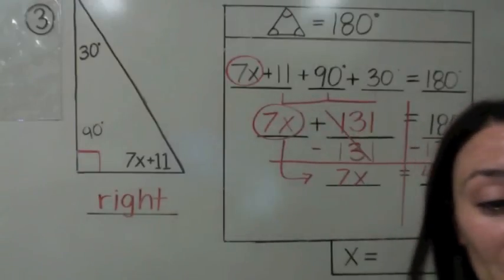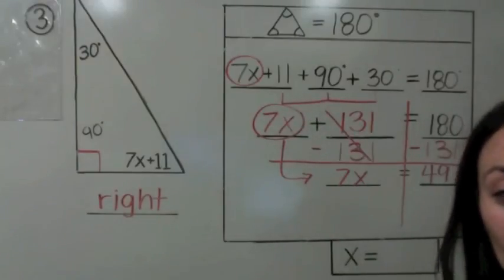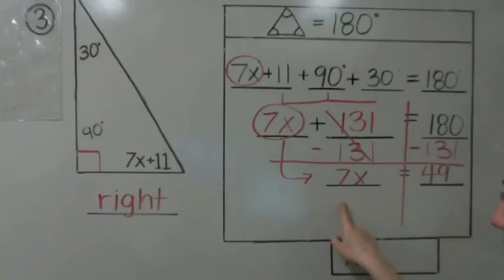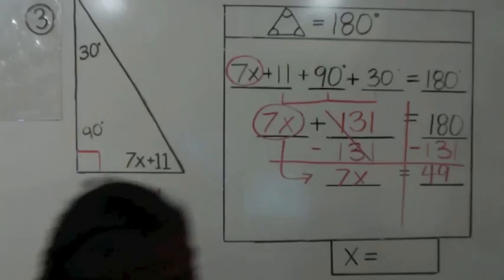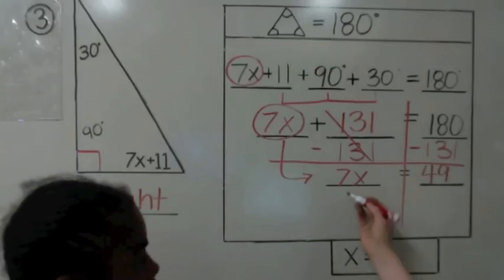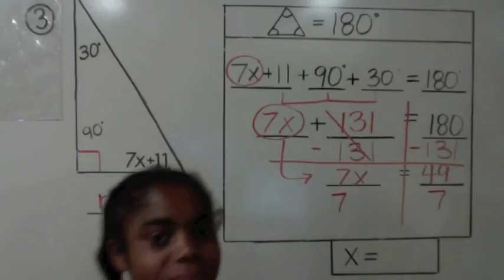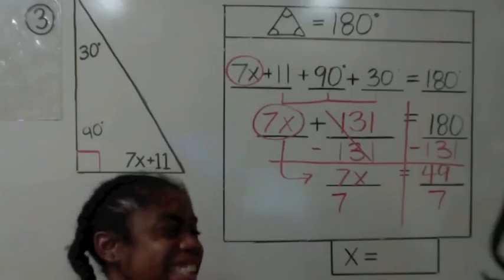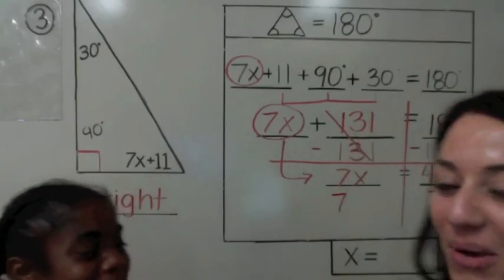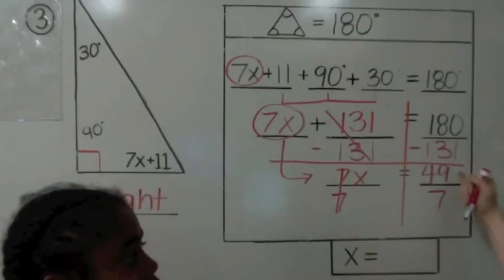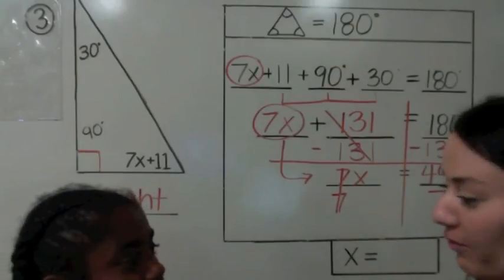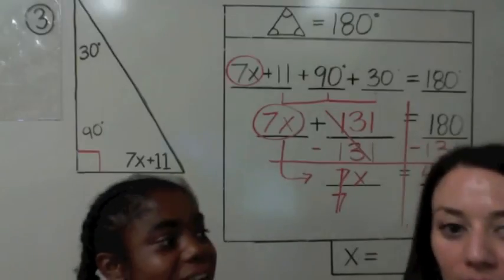I want you to tell me, what are you going to do to both sides now? What's the opposite of multiplication? It's division. Division. And when you divide both sides by 7, okay, 7 divided by 7 is 1, and x is 49 divided by 7. Sierra, do you know what 49 divided by 7 is? Is it 7? It is 7.